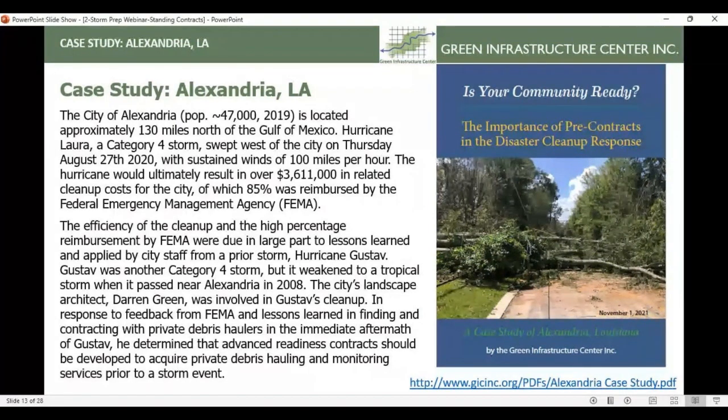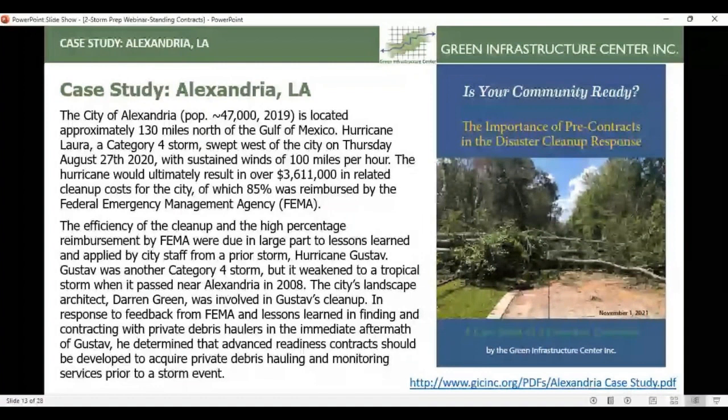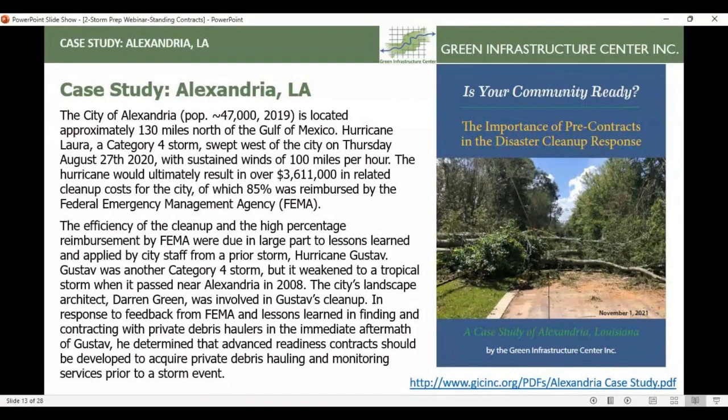So I immediately went and found FEMA school. I attended FEMA training, did a lot of reading, contacted other cities, and we got ready. And we got pre-storm contracts in place.